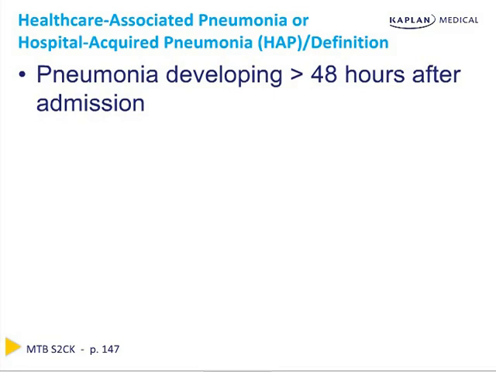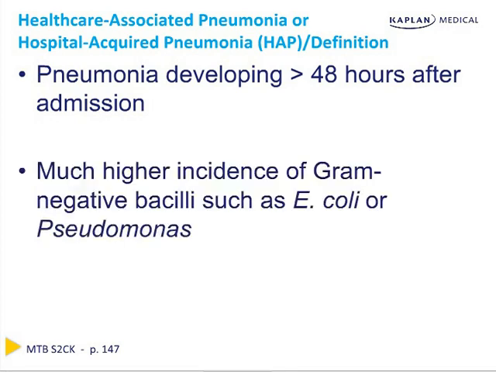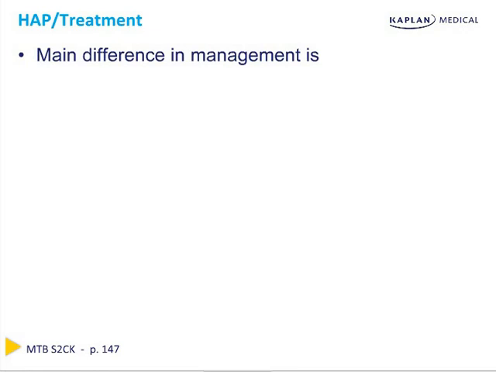Healthcare-associated pneumonia, or hospital-acquired pneumonia, is defined as a pneumonia developing greater than 48 hours after hospital admission. These pneumonias are extremely important to differentiate from community-acquired pneumonia, mainly because there's a much higher incidence of gram-negative pneumonias, such as E. coli or Pseudomonas. In addition, the management is different.